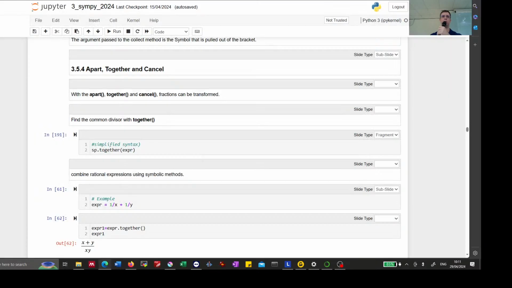Let me see. Yes. So apart, together, and cancel. So with apart, together, and cancel, we handle fractions, right? And you know fractions already. X divided by y. Right? And sometimes you have x divided by y plus a divided by b, and you want to find a common expression. So together finds a common divisor.